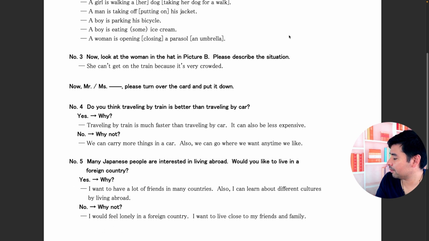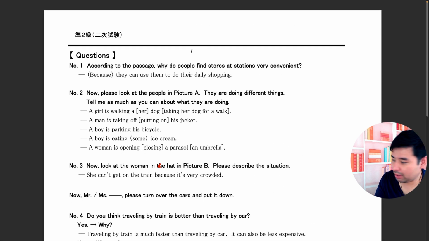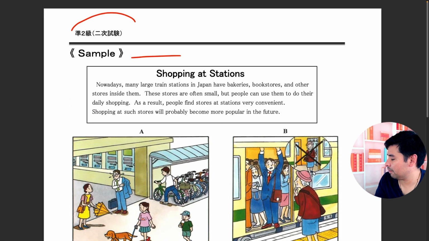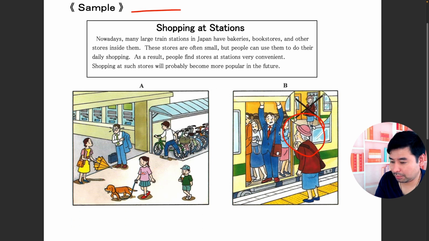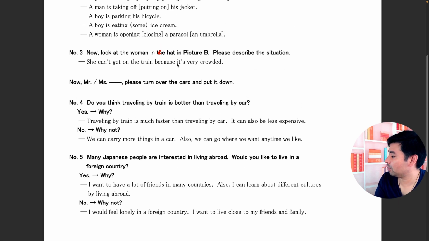Next one, number 3. Now look at the woman in the hat in picture B. Please describe the situation. It's in the hat, she's wearing a hat, right? So please describe the situation. If you go back, it is this girl here. And then here we have a sample: she can't get on the train because it's very crowded. So of course, you analyze the picture and you answer that. And then here we have number 4.